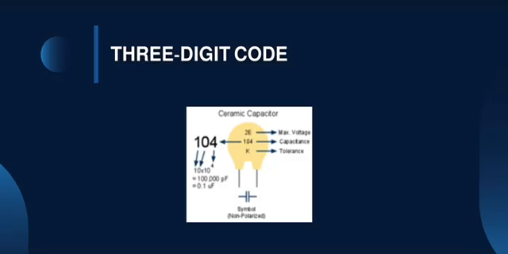As we can see on the ceramic capacitor here, the first number shows the max voltage which the capacitor can handle, and the second number is the capacitance. We can see that the last number is actually the multiplier for the unit, and the last is the tolerance. And as we can see, this ceramic capacitor is non-polarized, and this is the symbol for the non-polarized capacitor.